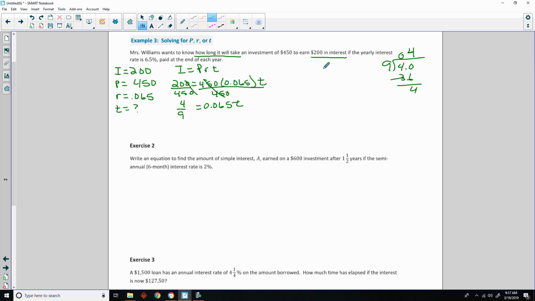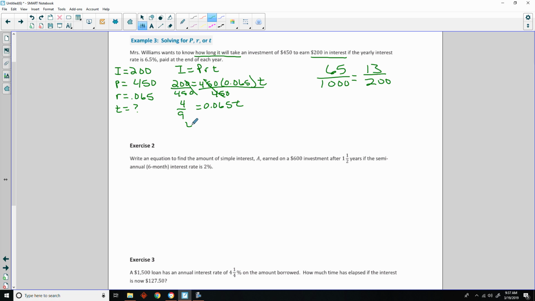0.065 as a fraction is 65 over 1,000. Okay, this is how you convert a decimal to a fraction. That is 65 1,000ths. So 65 over 1,000. 5 goes into 65 13 times. 5 goes into 1,000 200 times.